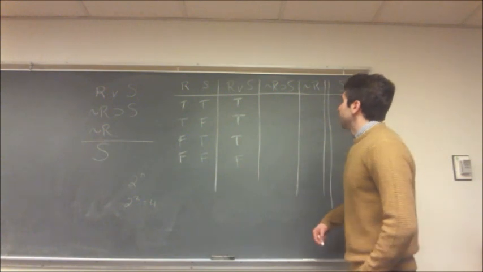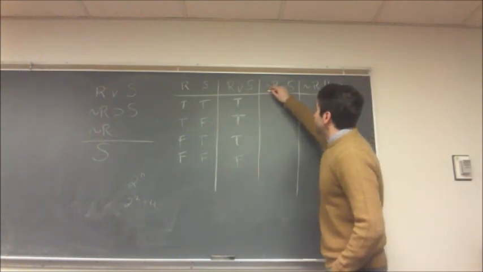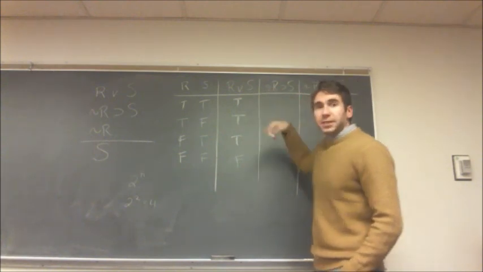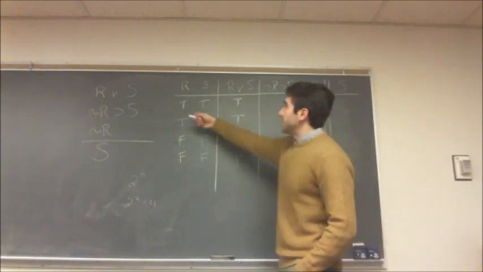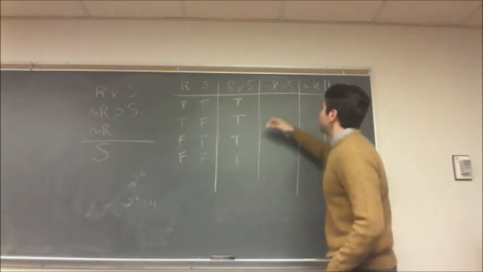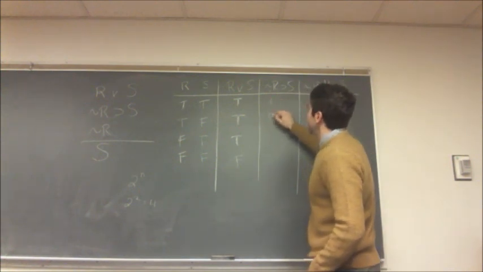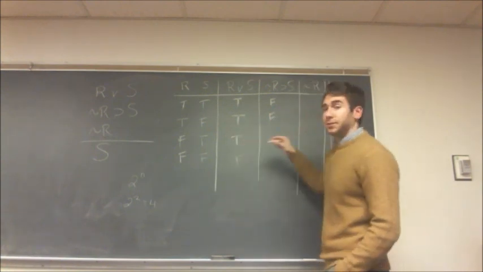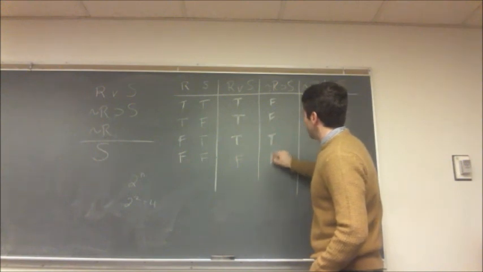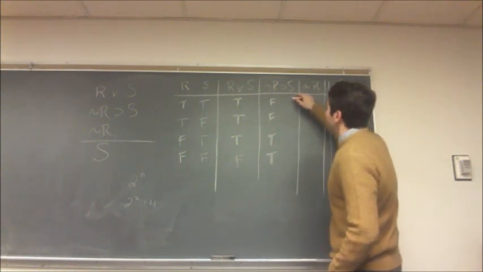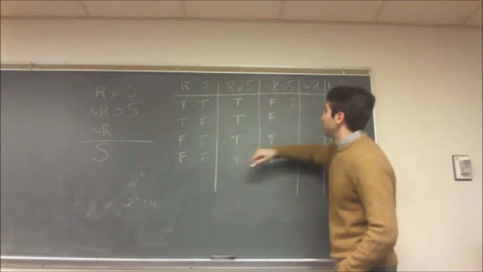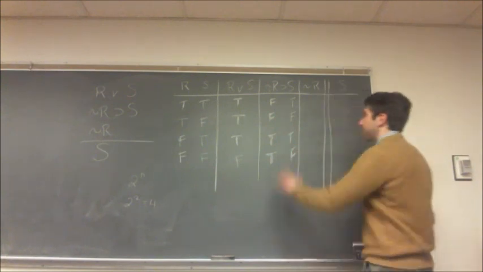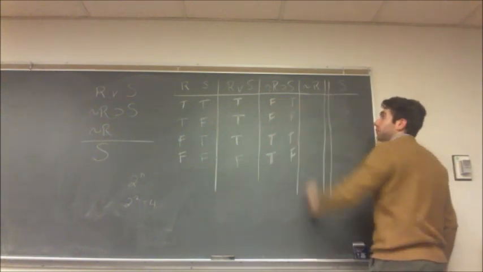Next case. What I would recommend doing here is filling in under the tilde, the not. So what would not R be in this case? Well, the tilde changes from true to false and from false to true. So in this case, if R is true, it's going to be false here. Same idea on the second line. Third line, it's false, so it's going to become true. And same on the last one. And then for S, we're just taking information from over there. True, false, true, false.